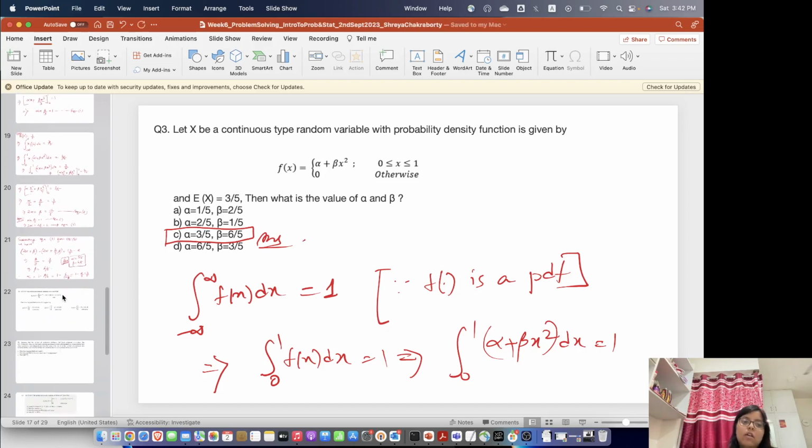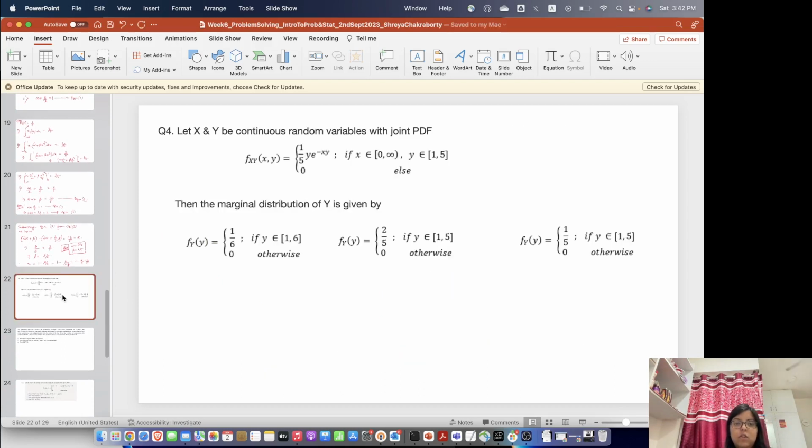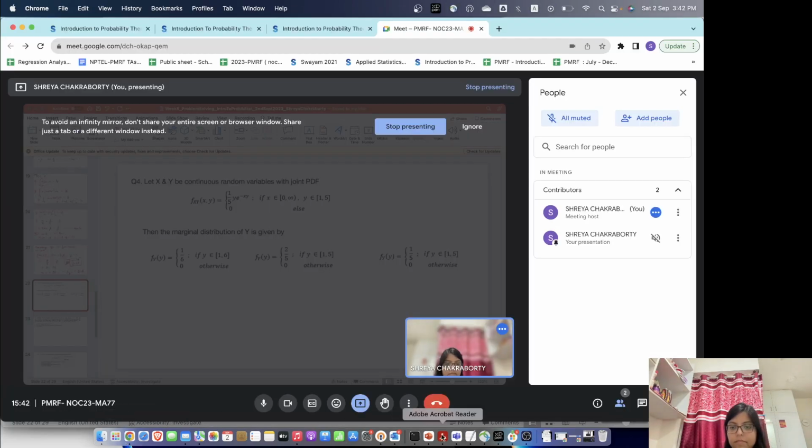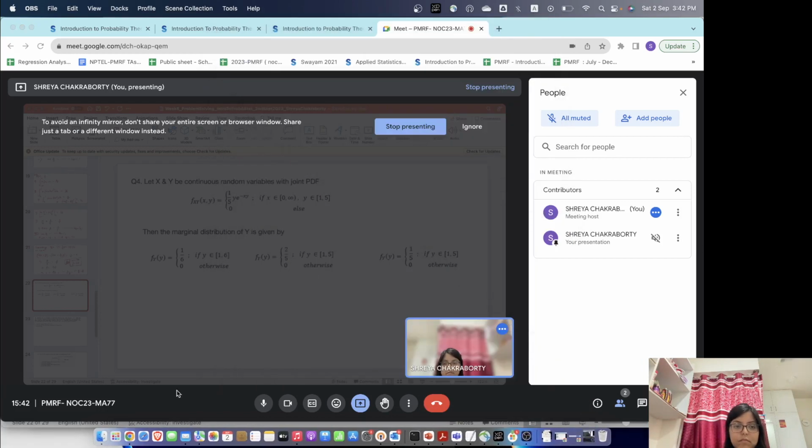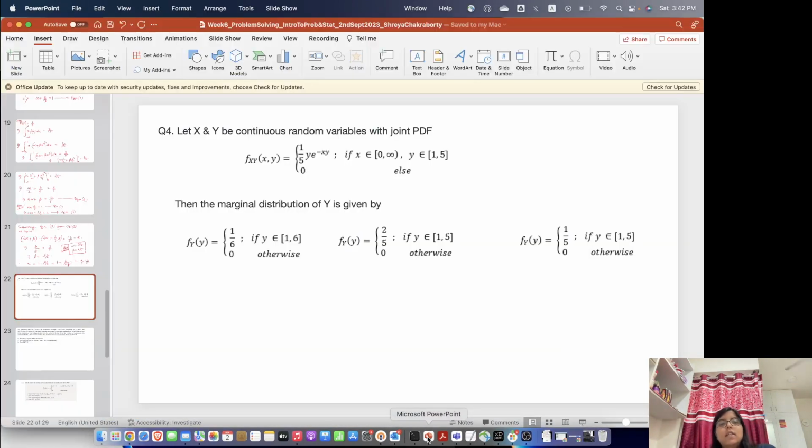Okay. So let's move on to the next one. Alright, so here let x and y be continuous random variables with joint PDF given by this. Then what is the marginal distribution of y?